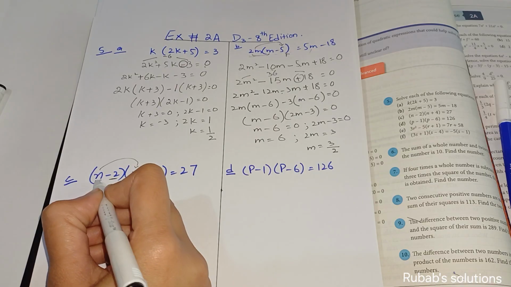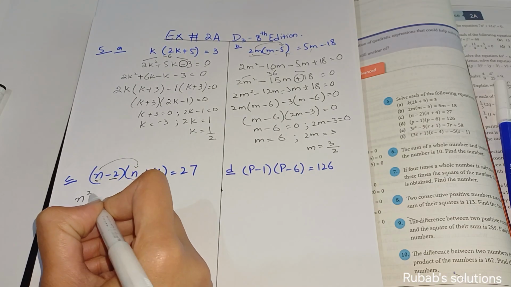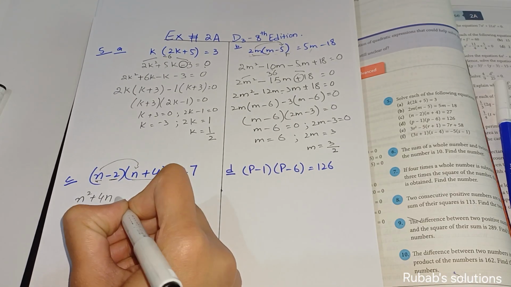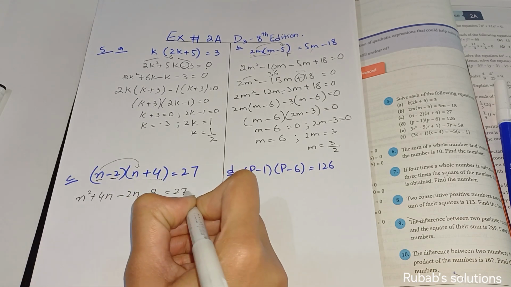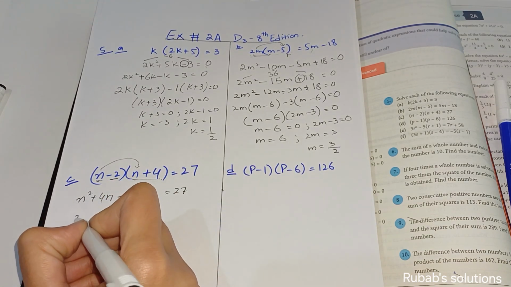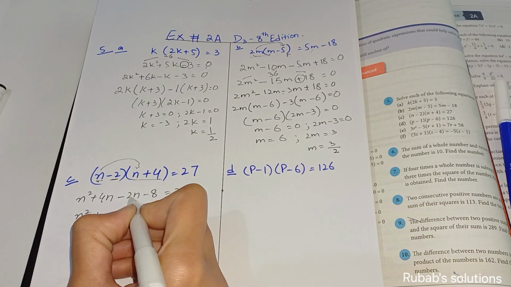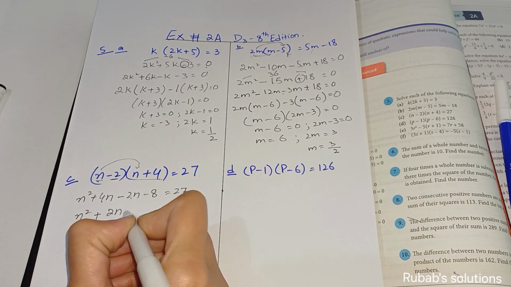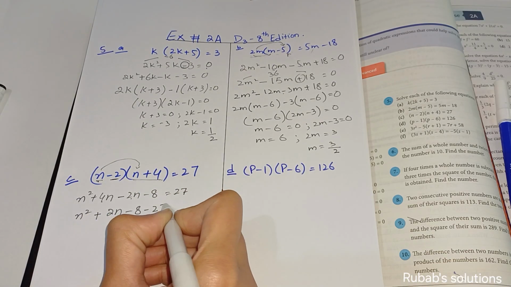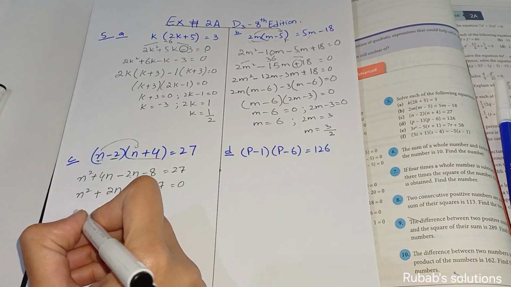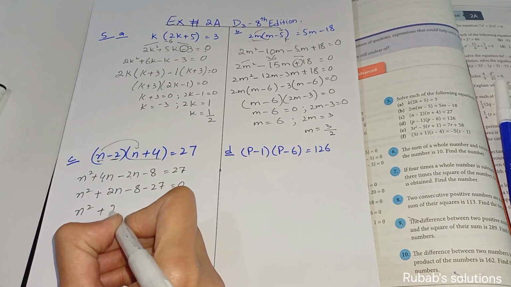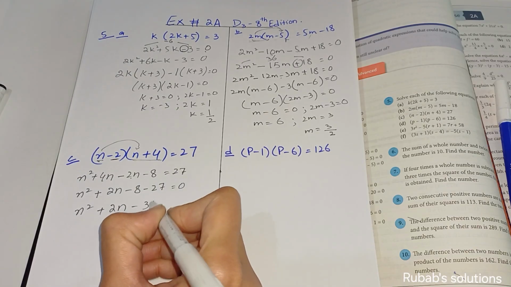So for the first term, if I'm multiplying, it will be n square plus 4n minus 2n minus 8 is equal to 27. So from here it will be n square plus 4 minus 2, it's 2, and minus 8 minus 27, this is equal to 0. From here it will become n square plus 2n minus 35 is equal to 0.